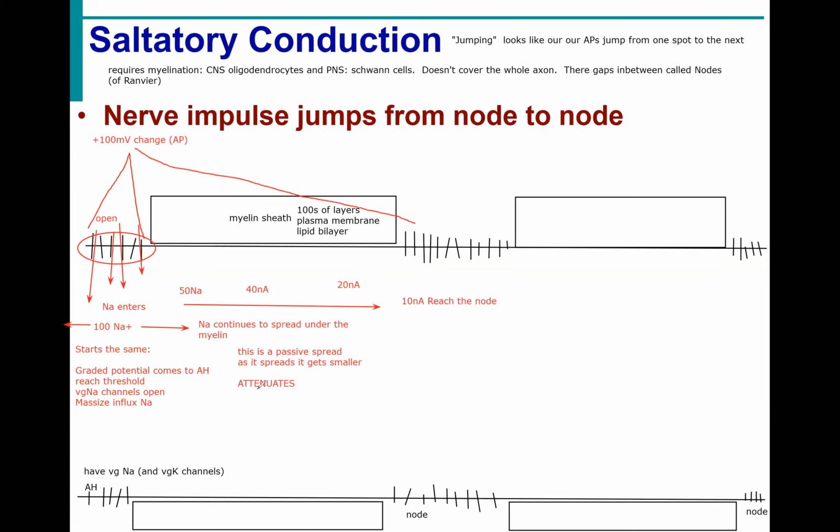Our signal attenuates. The signal gets smaller as it travels passively. However, we produced a 100 millivolt change, but we don't really need a 100 millivolt change. Remember right here at this node where we have voltage gated channels, while the signal gets smaller, we only need it to be big enough to reach threshold.